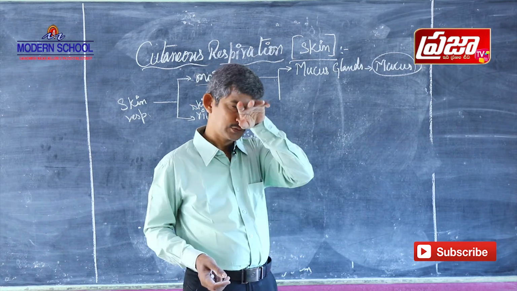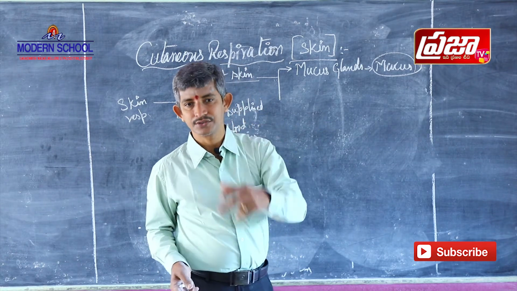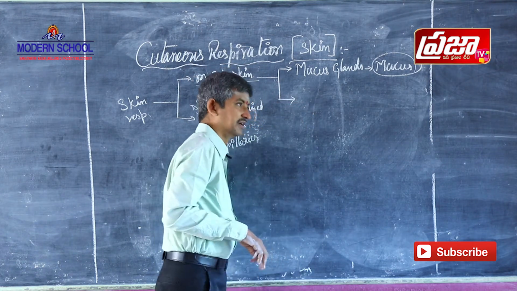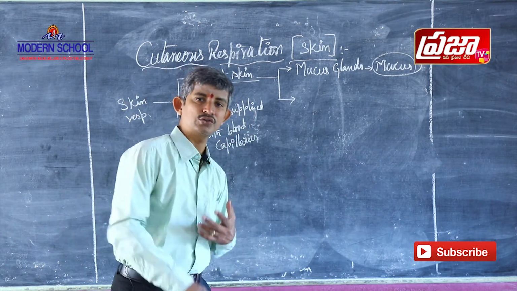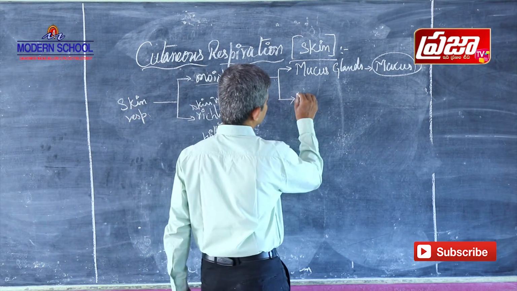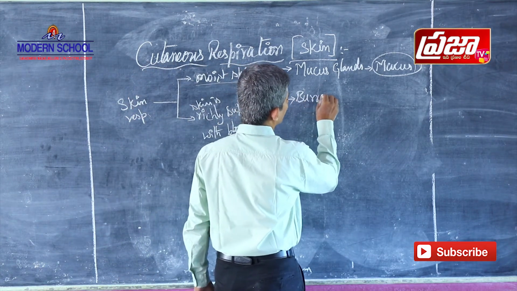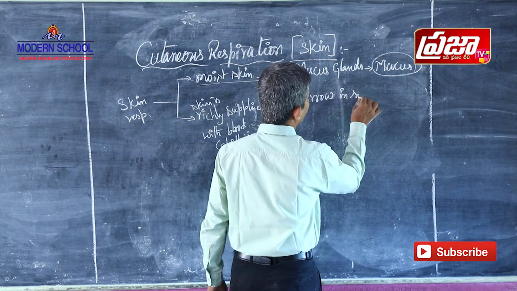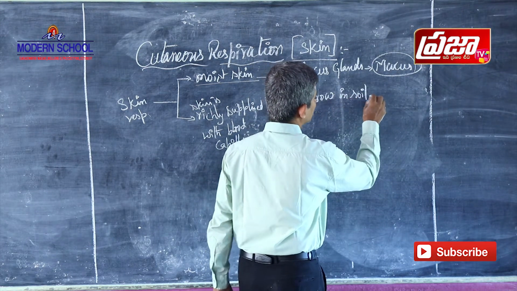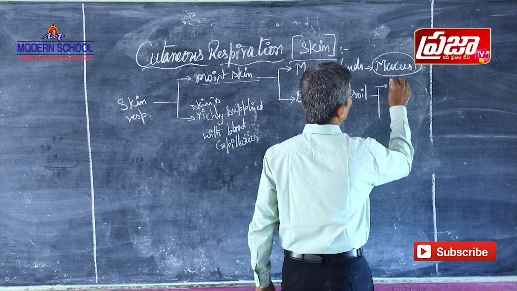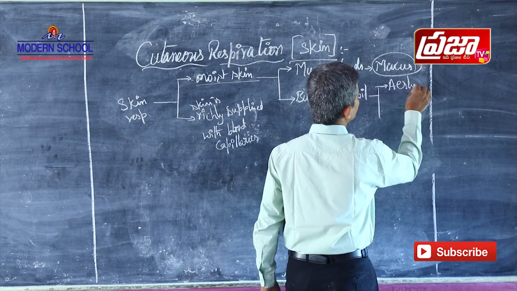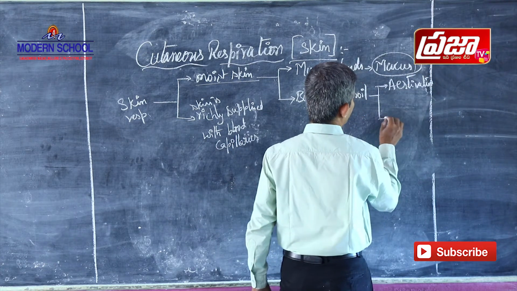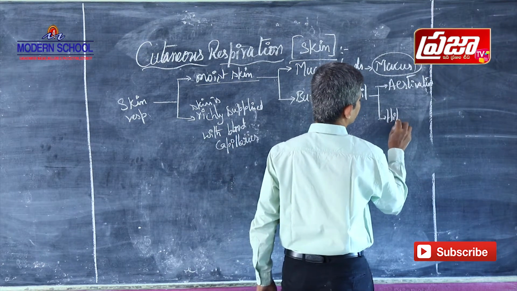The second reason: whenever the conditions are too hot or dry, they burrow into the soil. So that is the second reason. They burrow in soil. There are two types of this: one is called estivation, and another one is hibernation.